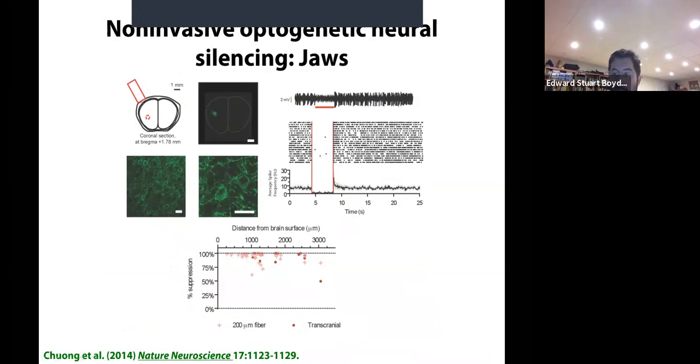So by putting this gene for Jaws into the brain and shining red light, we could turn off brain cells very deep. Leah Acker, working between my group and Bob Desimone's group, used Jaws to achieve the first change in primate behavior, using rhesus macaques, that was driven by cortical neural silencing using Jaws.